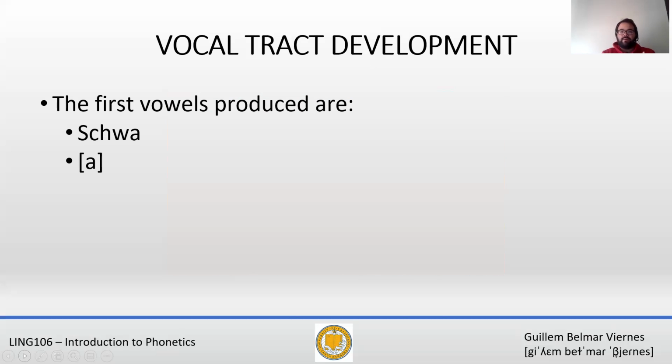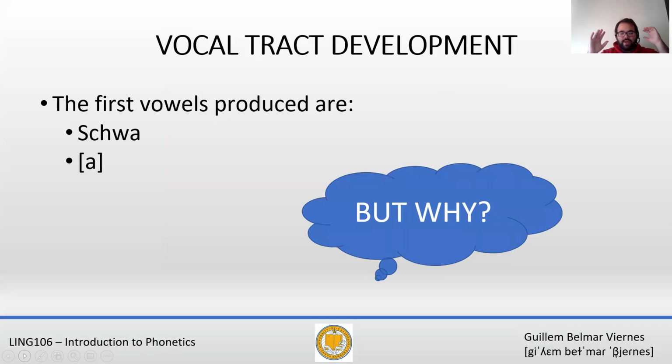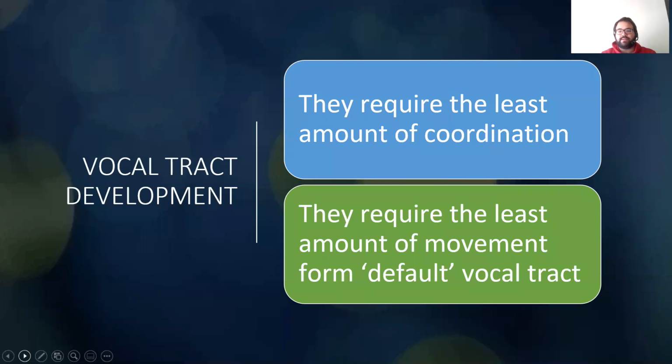Okay, so the first vowel that we produce, as we saw in the baby, is basically schwa, or also this low central a. And there's an articulatory reason for this. So we have to ask ourselves, why is this the first vowel? Why is schwa the first vowel we ever produce? And why not e or u? It's basically because these are the two vowels, especially schwa, but also the low central a, that require the least amount of coordination.